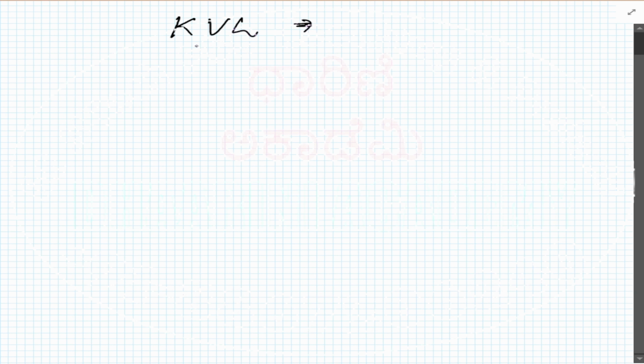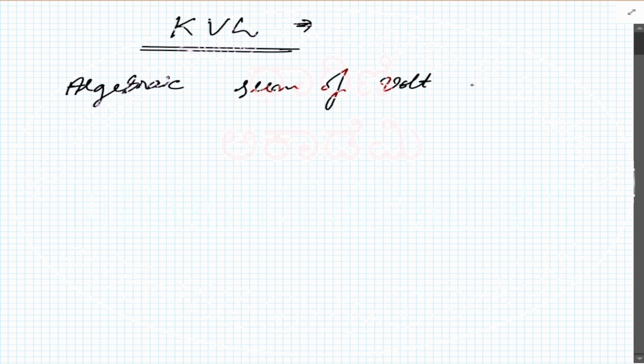KVL and its applications. Kirchhoff's voltage law is a part of the subject network analysis. Most of the topics are based on this, so we'll take this as a demo topic. If you remember, the KVL suggests the algebraic sum of the voltages around a loop is 0.